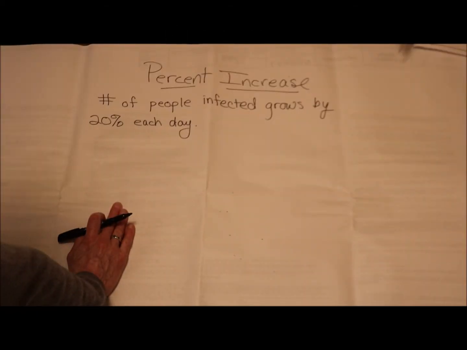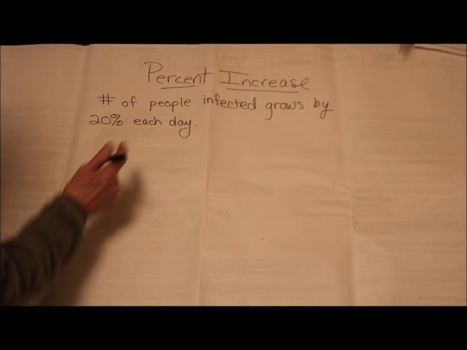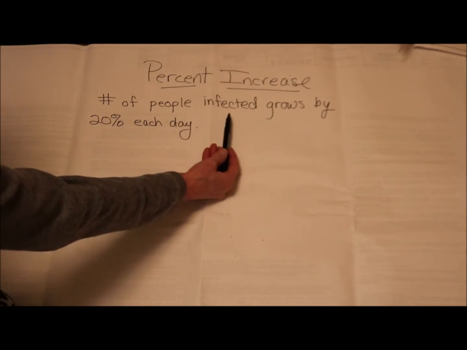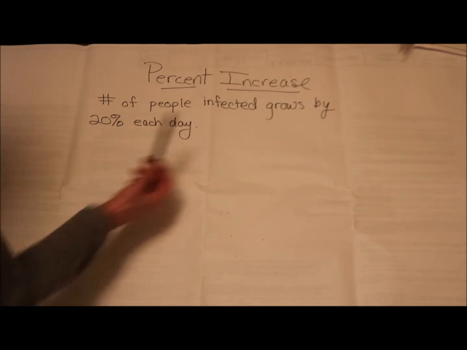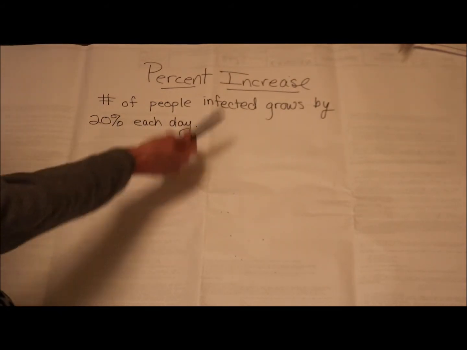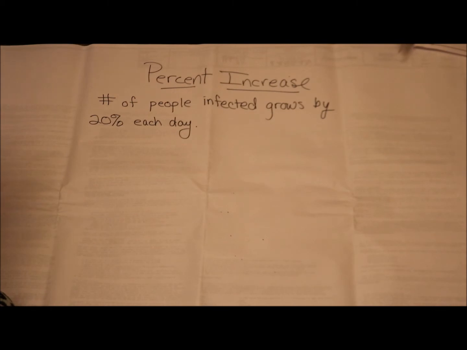A lot in the news about percent increases. So let's talk about that because it's connected with what we are learning right now, and that's exponential growth. So let's say that the number of people being infected grows by 20% each day.